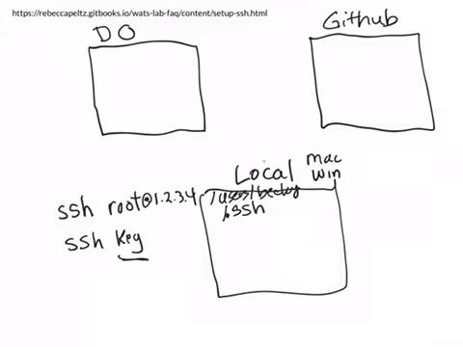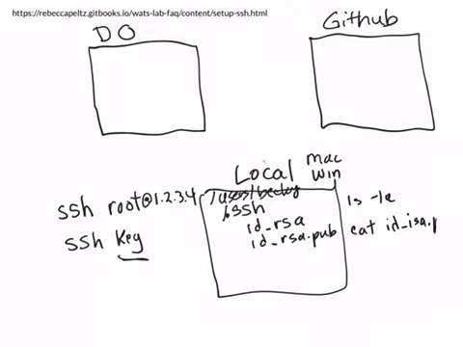The dot makes it a hidden folder, so you don't see it unless you use ls -la. And then you will actually create an id_rsa file, which will be a private file. You won't want to share that. And an id_rsa.pub, which is the public key. And if you cat that id_rsa.pub, you'll see a bunch of text that doesn't make a lot of sense, but that's your public key.